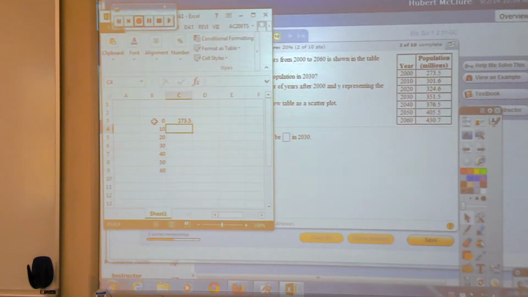Wait, what's with the B and C stuff? What are you talking about? You're making a chart, right? Yeah, on Excel. Oh, okay, you do it on your calculator.